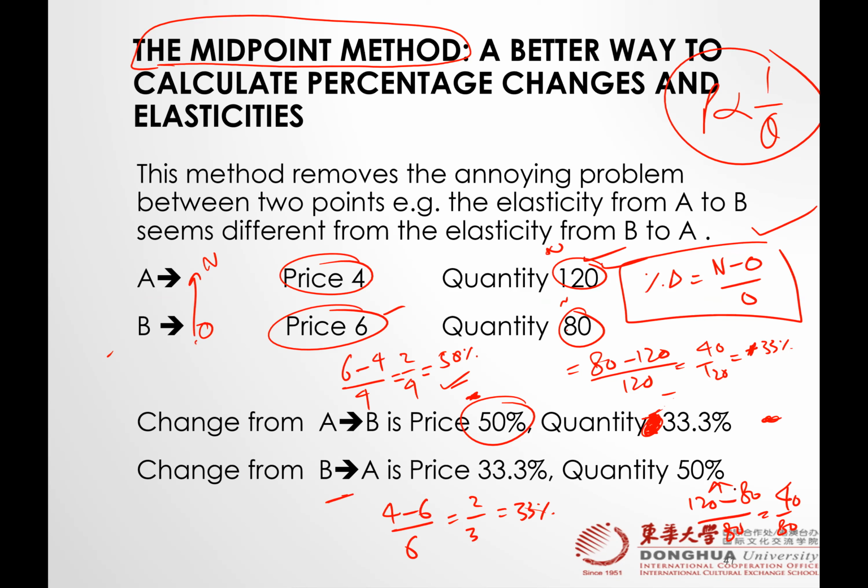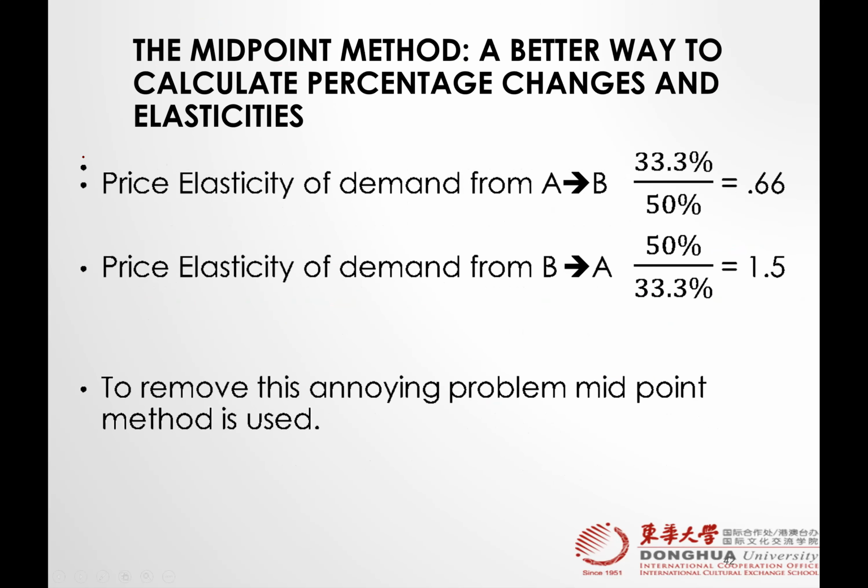So if we calculate on the basis of these formulas, the price elasticity of demand from A to B, the formula is percentage change in quantity divided by percentage change in price. Our elasticity is 0.66. If from B to A, elasticity is 1.5. So you see the erroneous result here. One can say that demand is elastic.